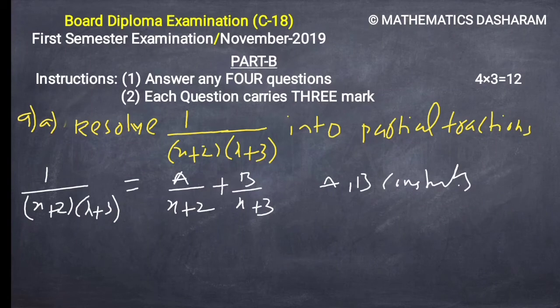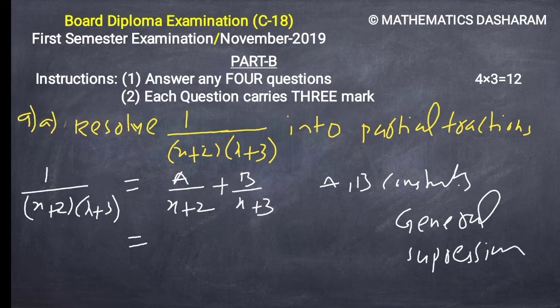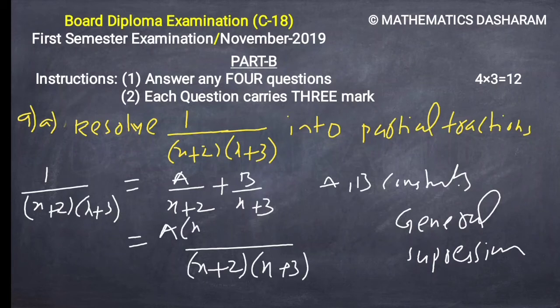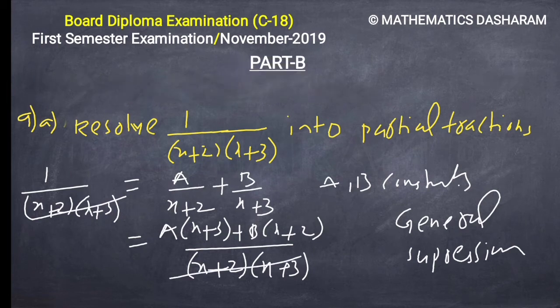To find out the A and B values, we have two methods. One is the general method, another one is the suppression method. I am using the general method. In this method, let's take the LCM of both denominators. So then A into x plus 3 plus B into x plus 2. We can cancel the denominator on both sides. Then 1 equals A into x plus 3 plus B into x plus 2.